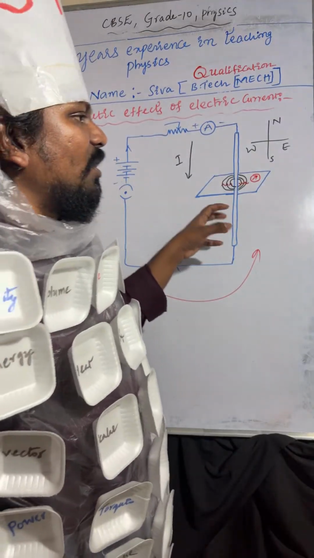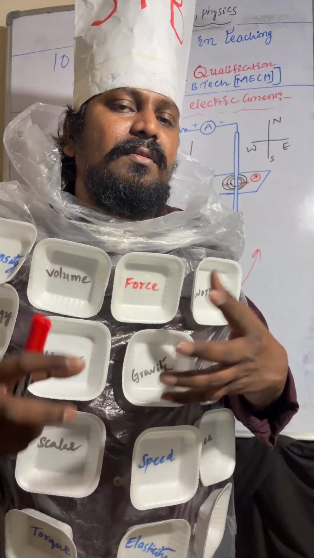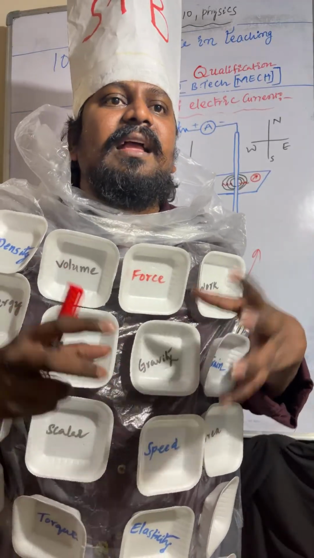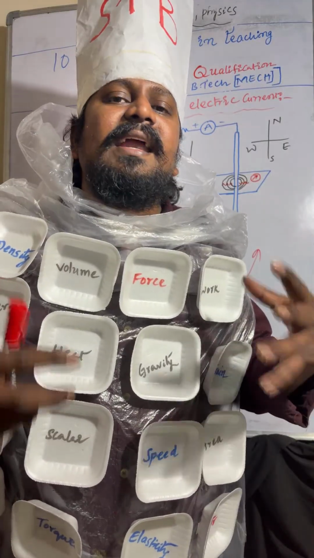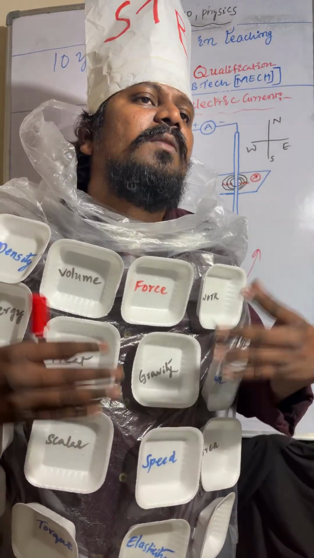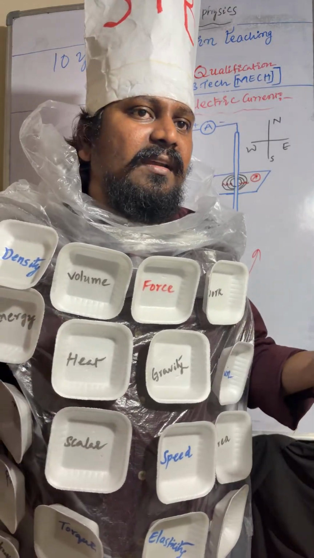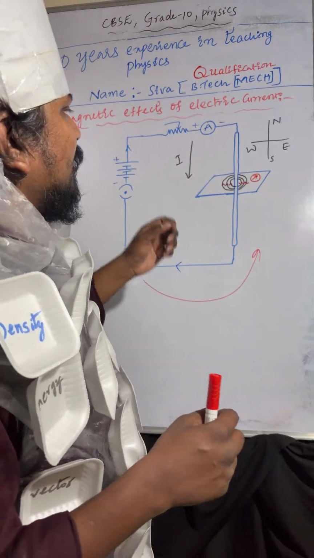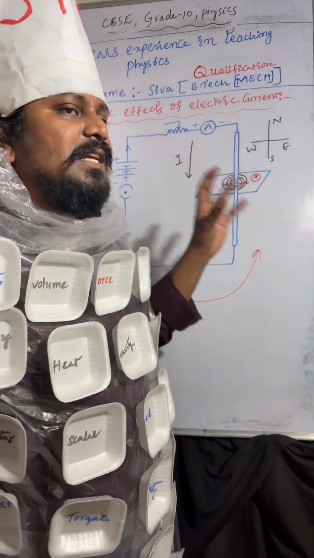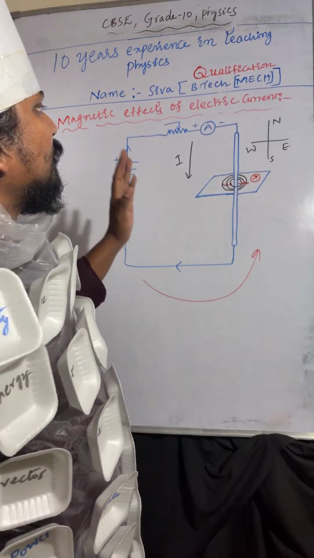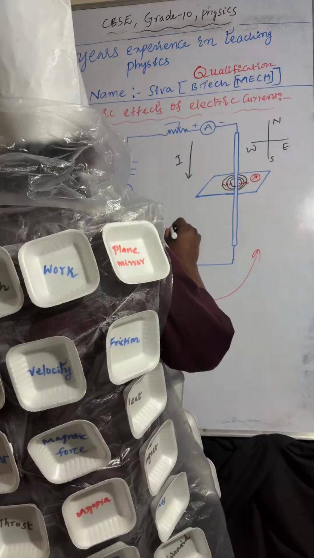And one more point: if more crowding of magnetic field lines is there at one place, it represents more magnetic field. I hope it is very clear, understood? These are very, very important points, so keep them in mind. This question will come for 3 marks.